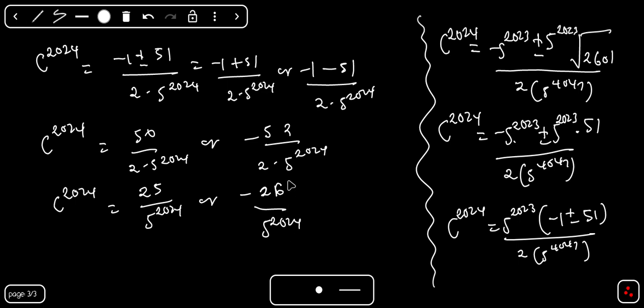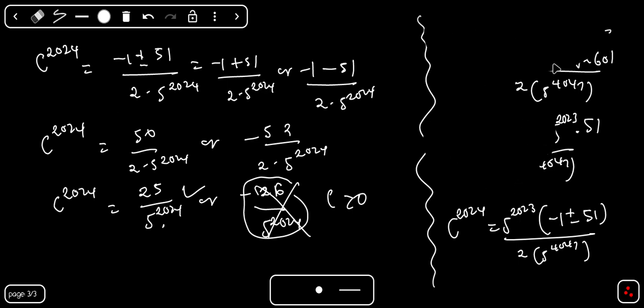But we are neglecting this negative answer. Are you getting me now? So why are we neglecting the negative answer? Because c is greater than 0. So we neglect this, and we take this. Okay, guys, we're almost there. Let's move on to the next part.